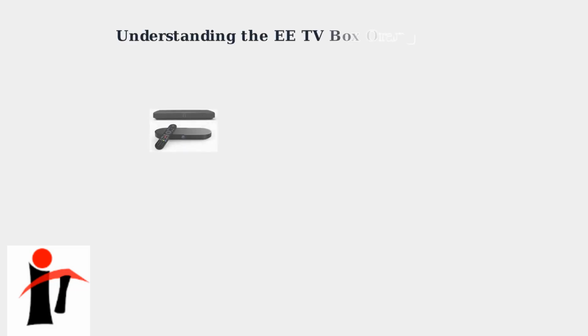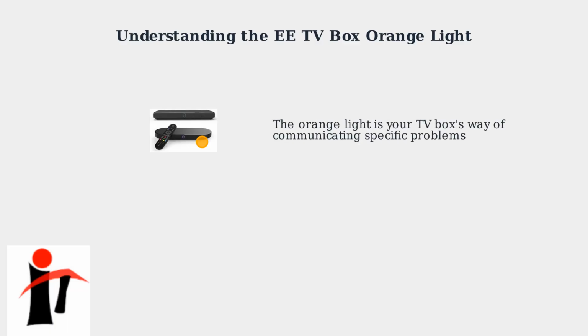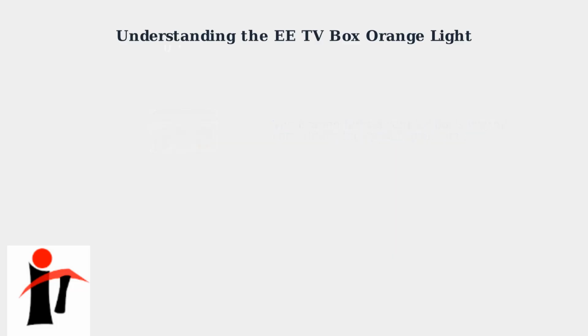The flashing orange light on your EETV box serves as a crucial diagnostic indicator, alerting you to various system issues that need attention. This indicator light can manifest in different patterns, each pattern telling you exactly what type of issue your box is experiencing. There are 4 main orange light patterns you might encounter.